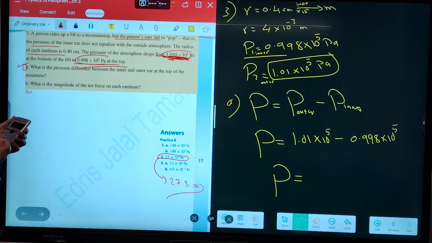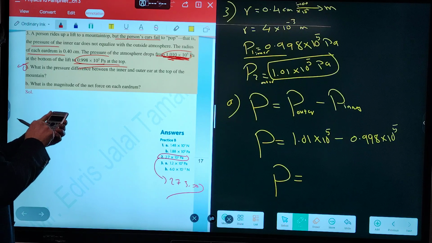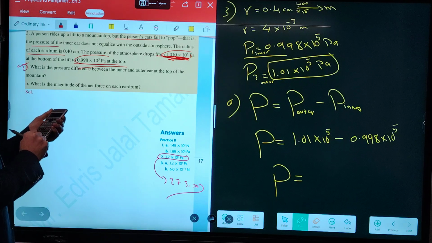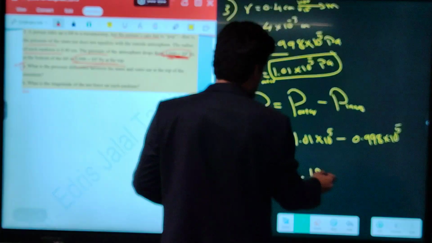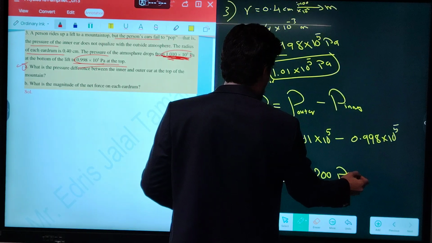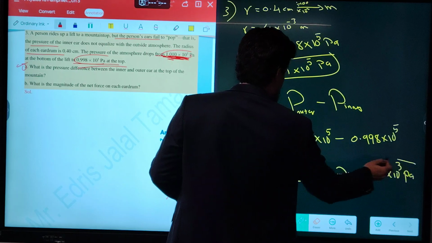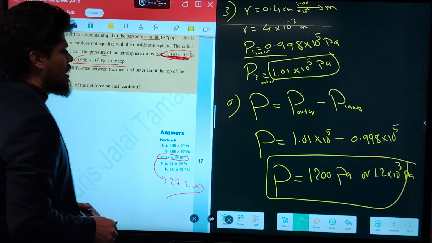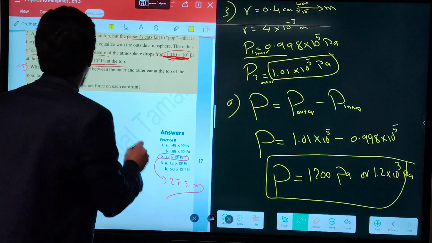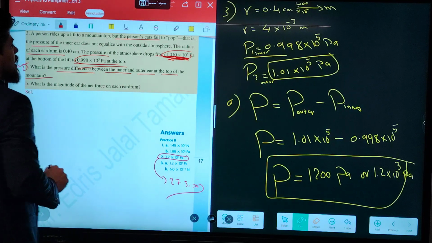1.01 times 10 power 5 minus 0.998 times 10 power 5 is equal to 1,200 Pascal, or 1.2 times 10 power 3 Pascal, which is the same. Both are correct. The difference in pressure is equal to 1.2 times 10 power 3 Pascal. This is the pressure difference between the inner and outer ear at the top of the mountain.